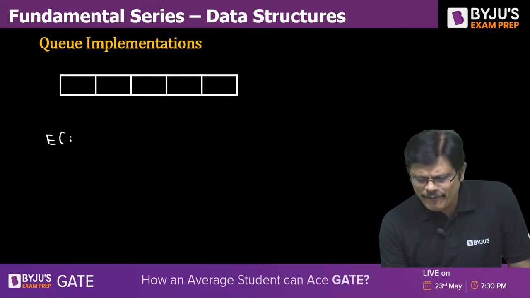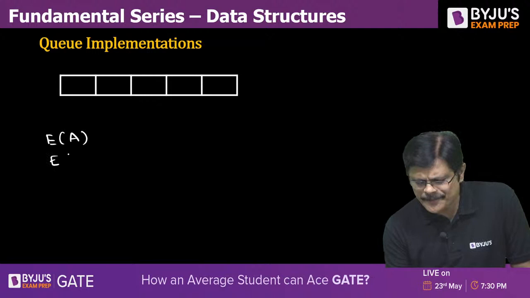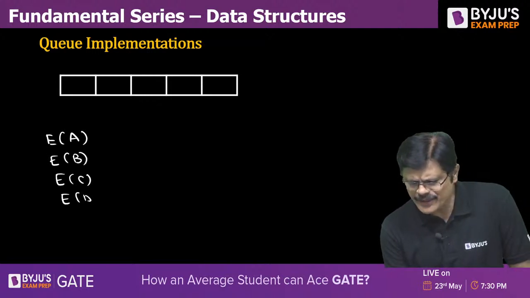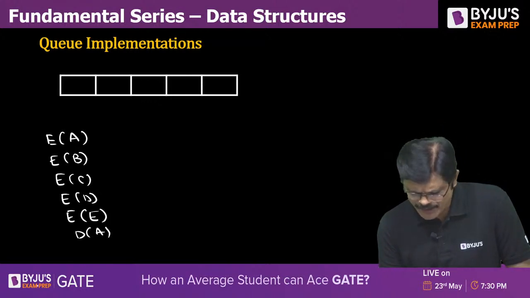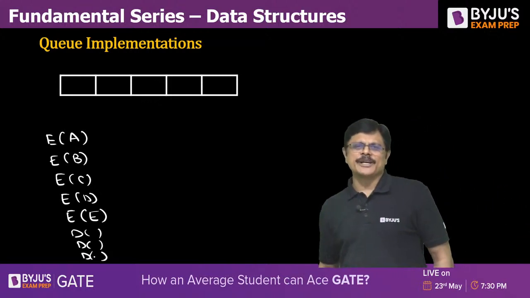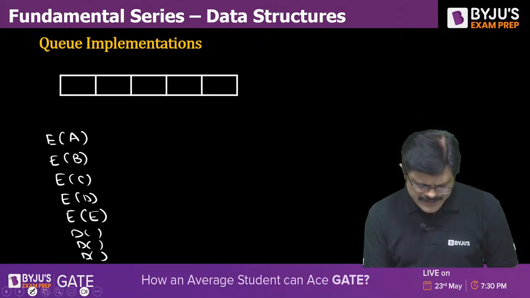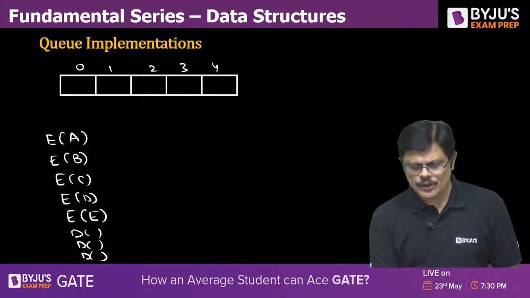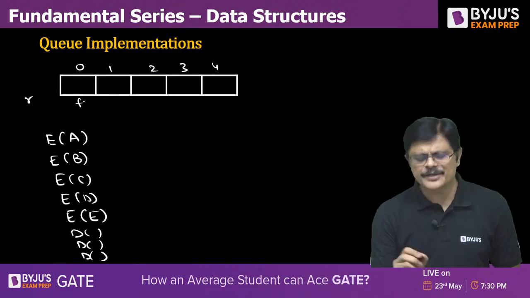So, I am NQing the following elements, sir: NQA, NQB, NQC, NQD, NQE, then I do DQA or DQ, that is it, DQ I do it. I do DQ, I do DQ, I do DQ. See, let me perform these operations, my dear friends. So, obviously here it is 0 index, 1, 2, 3, 4. So, initially rear is minus 1, front is 0.